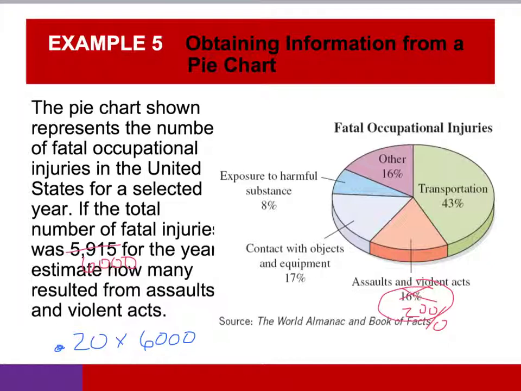Alright, we can do that in our head. Basically the trick here: 6,000 times 2 is 12,000. But since we're going one decimal place over, we're just going to move it one decimal place, so it's 1,200. So we can estimate there are about 1,200 assaults and violent acts. Awesome news to end this session on.